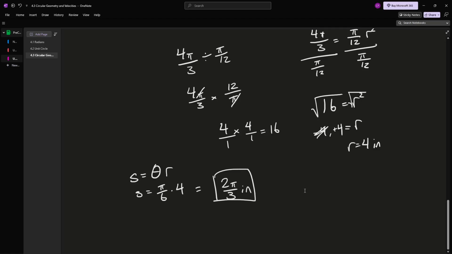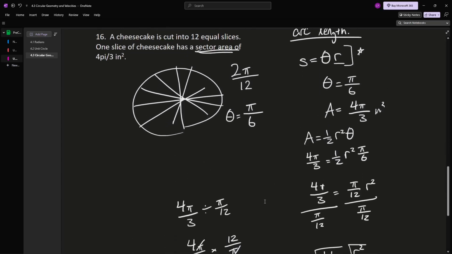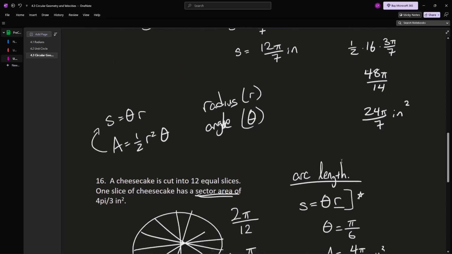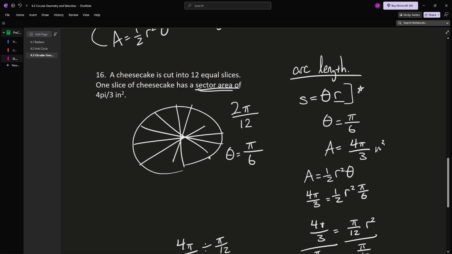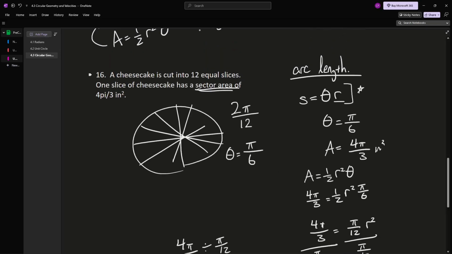A lot happened at once. But this is the next step from just plugging in this formula. You want to build up word problem skills just by doing more and more word problems and different word problems. So we see we want sector area, we want arc length, we're given some values. I can find it. And like there's little tricks, as in this 12 equal slices gives me theta.